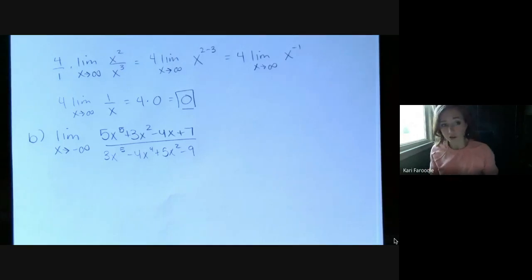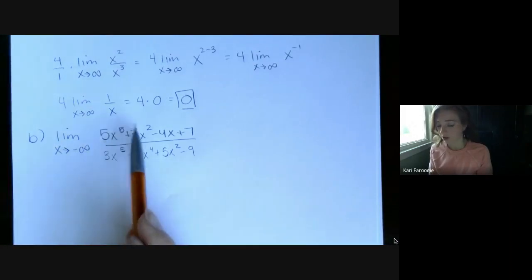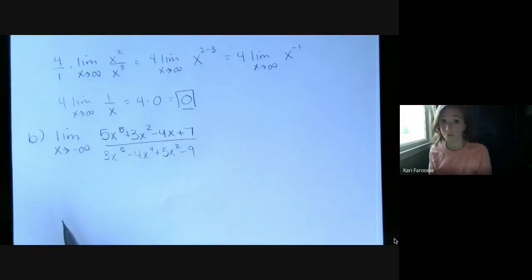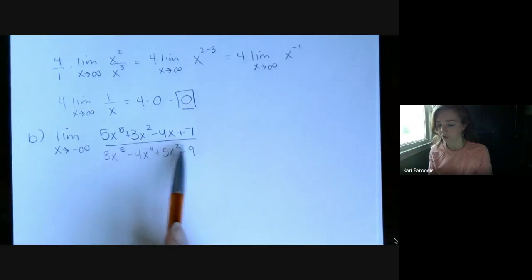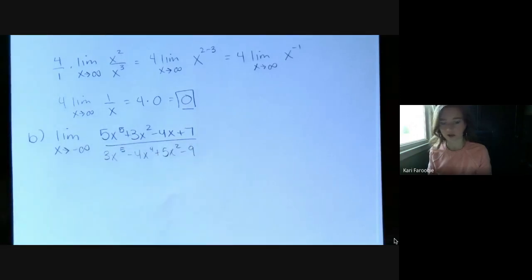What you're expected to do here is, number one, make sure that your polynomials in the numerator and denominator are written in descending order. Well, in the case for B, I did write them in descending order. We have the fifth power, the second power, the first, the zero. That's great. The fifth, the fourth, the second, the zero. Excellent. So we're already in descending order.